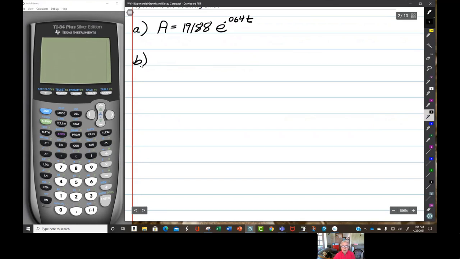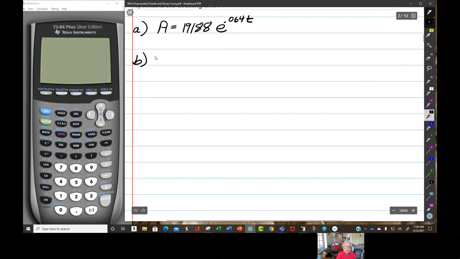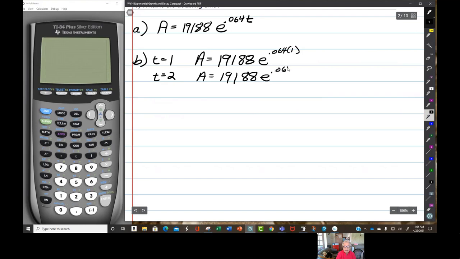So for B, let's see if the times are the same. 1, 2, 5, and 10. So let's do the first 2. That's T. T is the only thing that's going to change. So the amount you have at the end of the first year is calculated this way. 19,188 times e to the 0.064 times 1. And A equals, for t equals 2, 19,188 times e to the 0.064 times 2. And we'll limit ourselves to that.